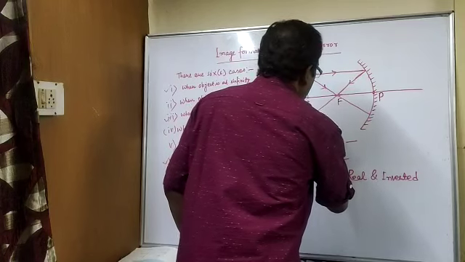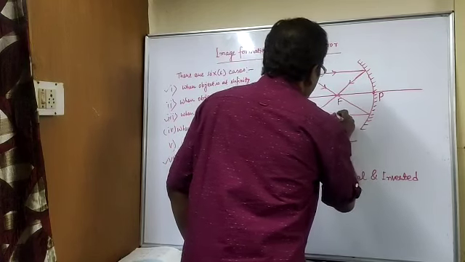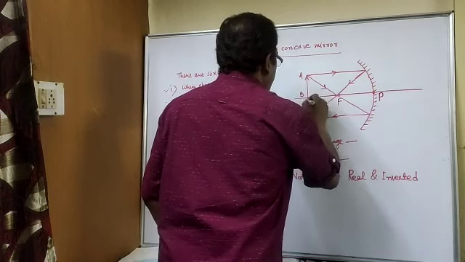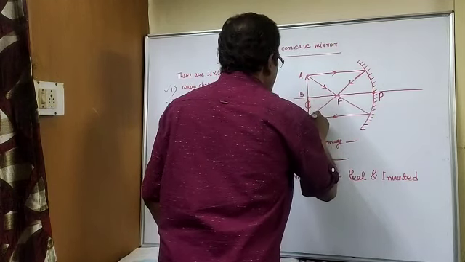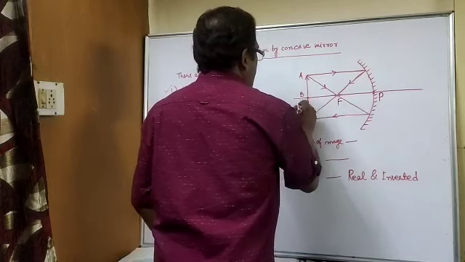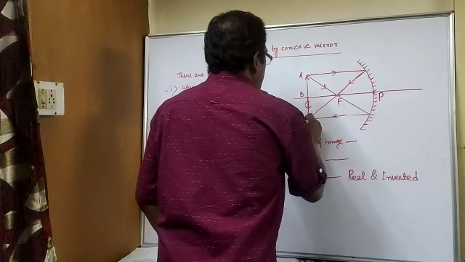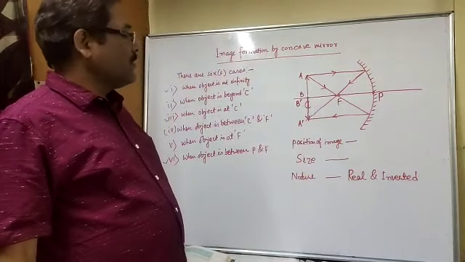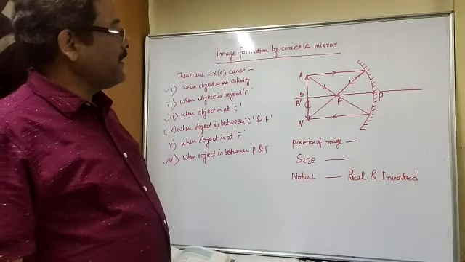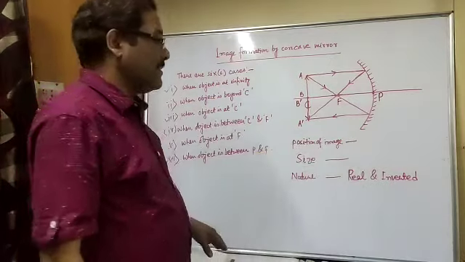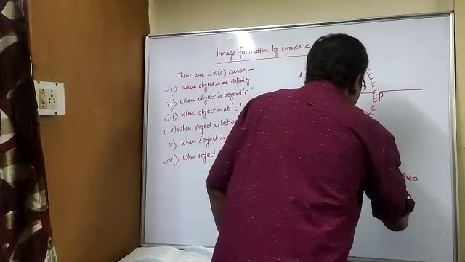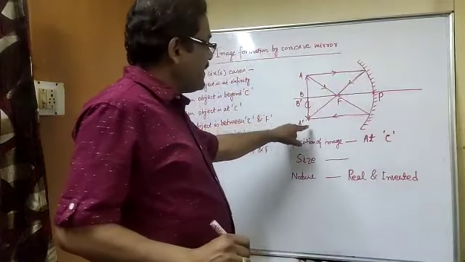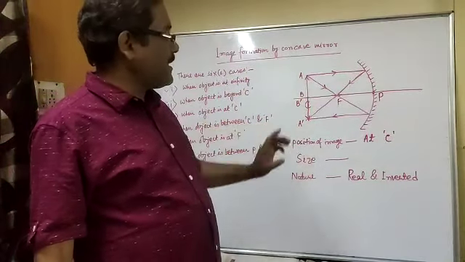So this ray will meet here after reflection and you will get an image at C. Name this image. Suppose A dash B dash is the image. So this time we are getting the image at C. So very important case. When the object is at C, the image is at the same point, it means at C.